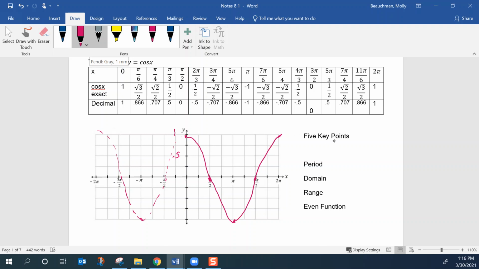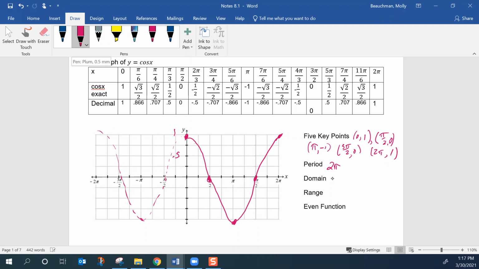So the 5 key points for the cosine function, again, are the max, minimum, and the zeros. So the 5 key points are (0, 1), (pi over 2, 0), (pi, negative 1), (3 pi over 2, 0), and then at 2 pi, we're back up to 1. So the period of the cosine function is also 2 pi.